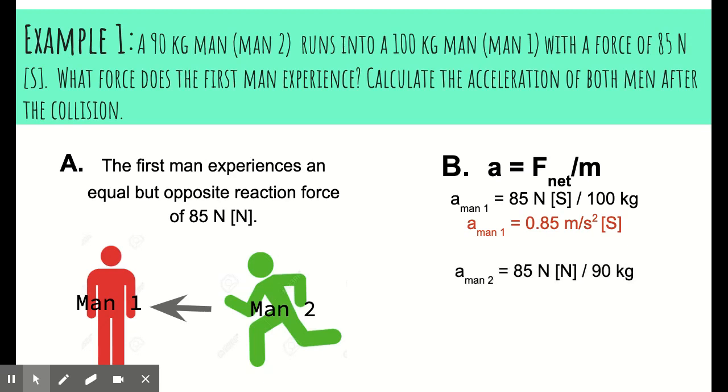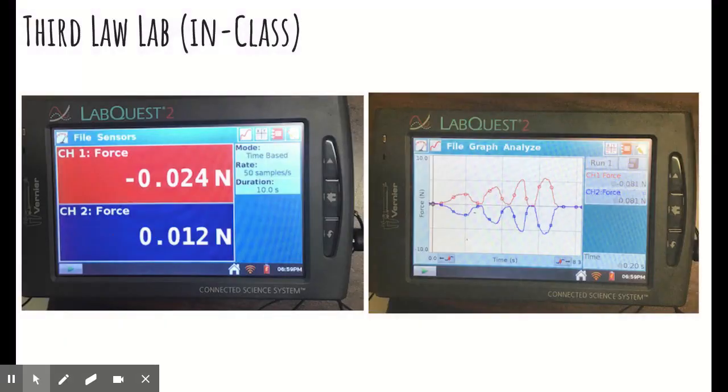For man 2, you're going to have the same magnitude of force, but in the opposite direction, divided by his mass. So he's going to have 85 newtons north divided by 90 kilograms, which is going to give man 2 an acceleration of 0.94 meters per second squared north. Okay, so his reactionary force is pushing him north, which is opposite the direction that he's running. So man 2 is actually going to hit man 1, and according to our directions here, it's going to propel him backwards. So he's going to go back the way he came.